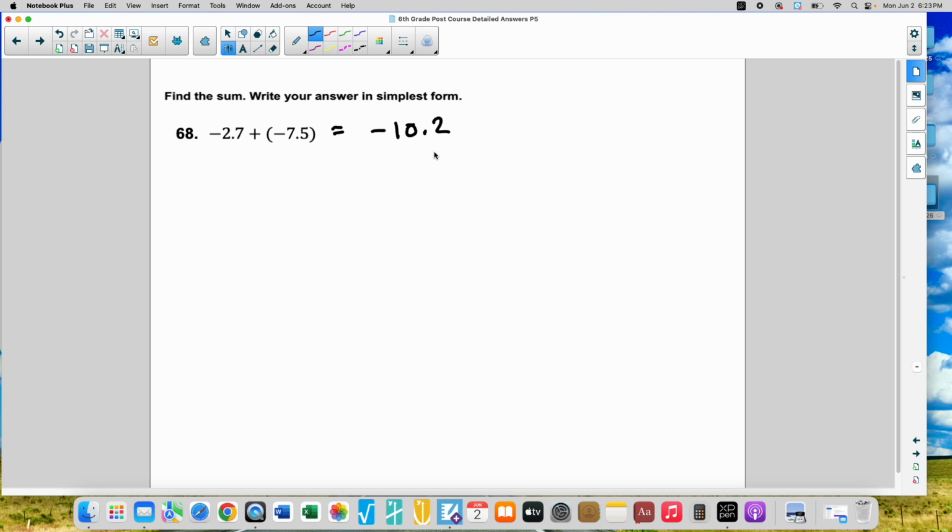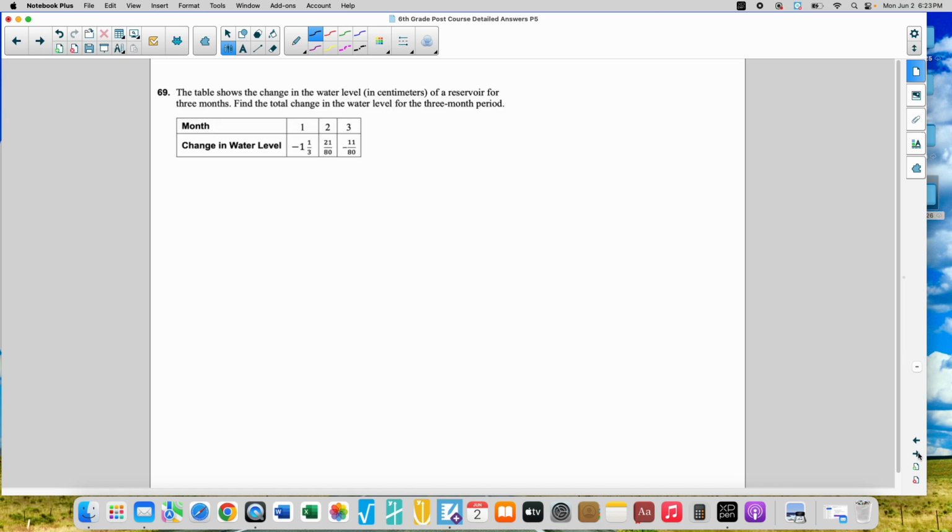10.2. And how did you do that? It's 2.7 and 7.5 because the signs are the same. So we combine and keep the sign. So we're going to combine those, bring down the decimal point, and it becomes negative 10.2.